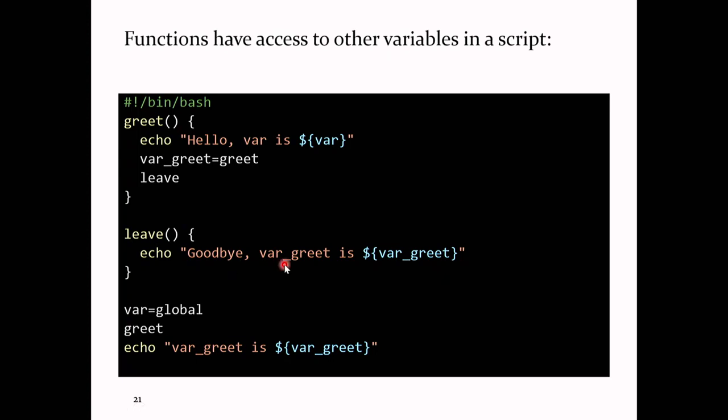Inside leave uses var greet, and that's fine too. So var greet becomes visible to leave because greet declared it up here. And greet was called before leave was called in this script. If you call leave in this script before calling greet, then that's just the empty string, and you get a variable called var greet that is the empty string. This technique of dynamic scoping is what bash uses to determine the visibility of a variable.